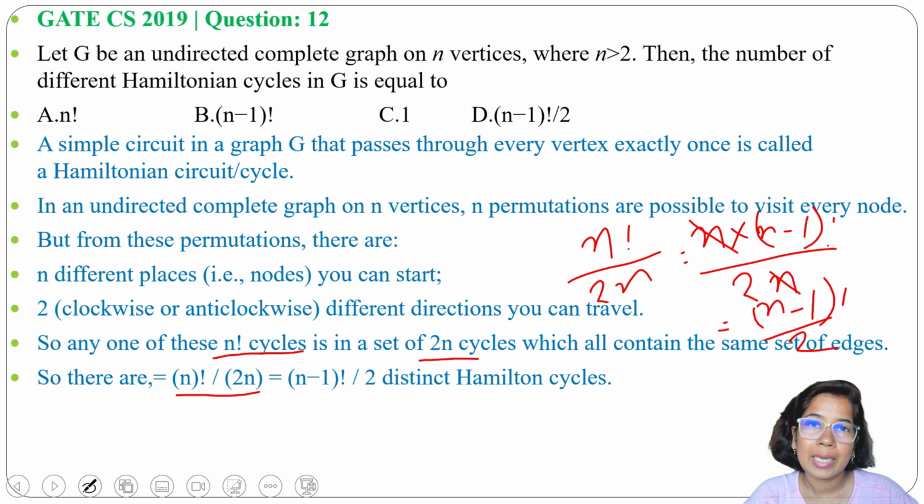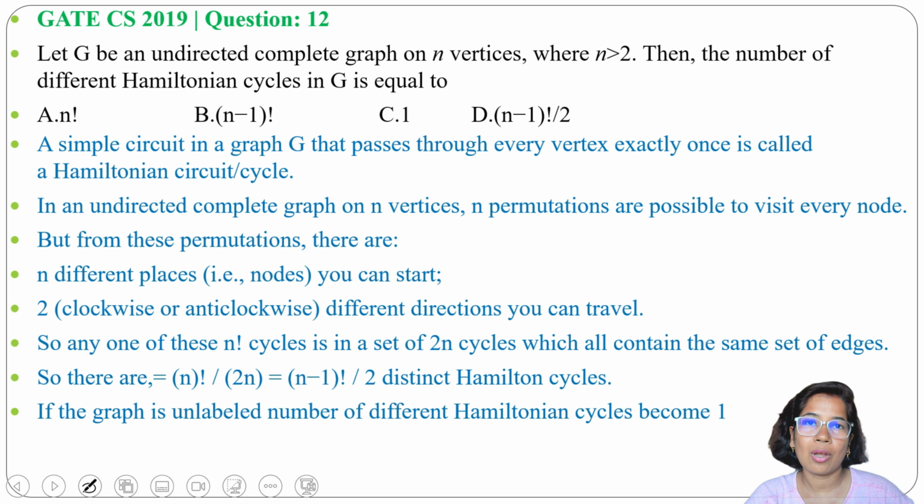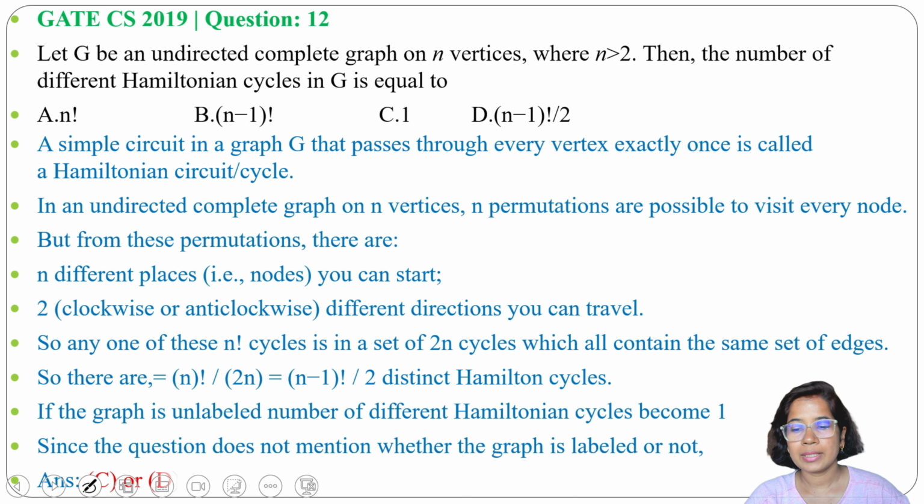So in case of a labeled graph, if vertices are named, the number of distinct Hamilton cycles possible equals n minus 1 factorial divided by 2. So if the graph is unlabeled, then the number of Hamilton cycles possible equals 1. If the graph is labeled, the number of Hamilton cycles possible equals n minus 1 factorial divided by 2. So the answer will be both option C and option D.